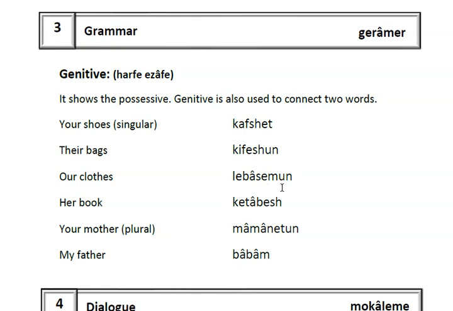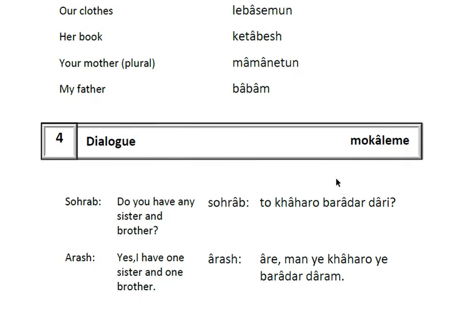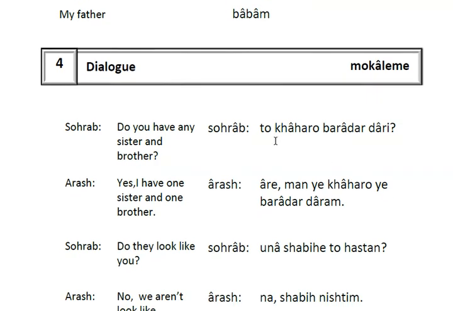لباسمون, our clothes. کتابش. کتاب means book. مامانتون, your mother, is plural. بابام, my father. Let's take a look at another conversation.